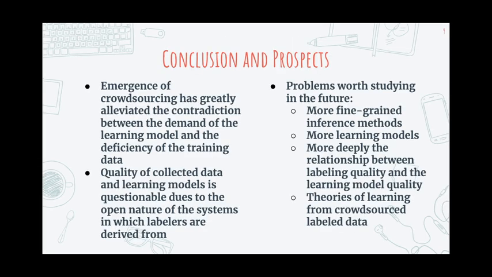Crowdsourcing has greatly alleviated the contradiction between the demand of learning models and the efficiency of the training data. However, the quality and accuracy of gathered data is questionable due to labelers. More research needs to be done in order to improve learning from crowdsourcing. This includes fine-grained inference methods to improve the accuracy of inference, more learning models, and more effective multi-class and multi-labeling research in crowdsourcing. It also includes studying more deeply the relationship between the label quality and learning model quality, because finding more valuable examples and accurate labels is helpful in making a trade-off between cost and quality of learning models, and theories of learning from crowdsourcing labeled data.